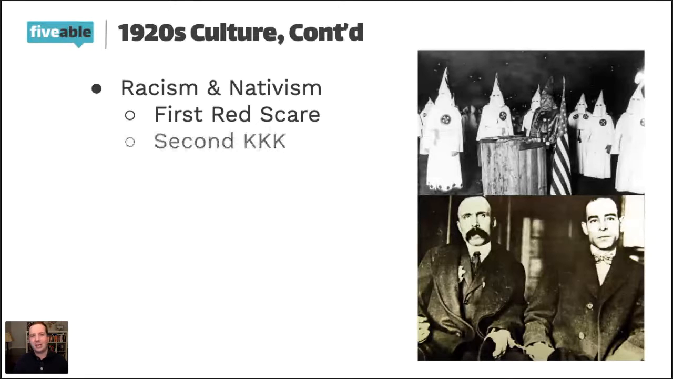And then we have the KKK. The second KKK. Remember, the first KKK was during Reconstruction. That was crushed by President Grant. The second KKK is now going to come back because of that racist film, The Birth of a Nation, that we already talked about. And fun little fact, not really a fun fact, but interesting fact, the first KKK during Reconstruction never burned crosses on people's lawns. That was an invention of the filmmakers, actually, in The Birth of a Nation. And they thought it would look cool on screen. And so when the second KKK comes around after 1915, they decide to burn crosses on people's yards as a symbol because they saw it in the movie, which is a little bit weird.